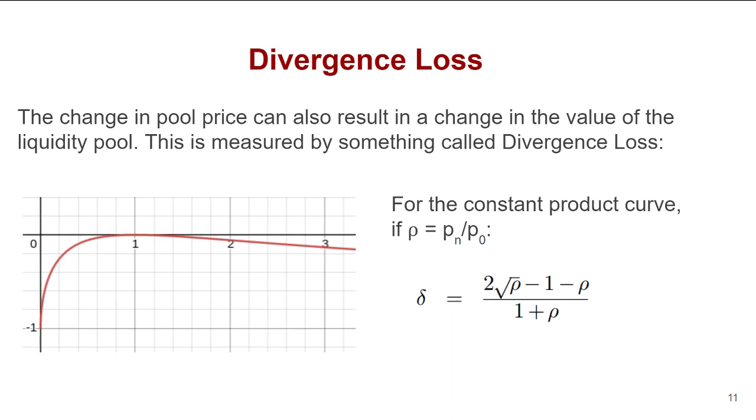And really, this divergence loss is going to be a negative quantity, meaning that you've essentially lost value after a trade. And you lose value no matter what size trade you make, so long as it's non-zero, whether or not you buy or sell the token X in that trade. And the amount of the loss is still a function of the size of the trade that you make.